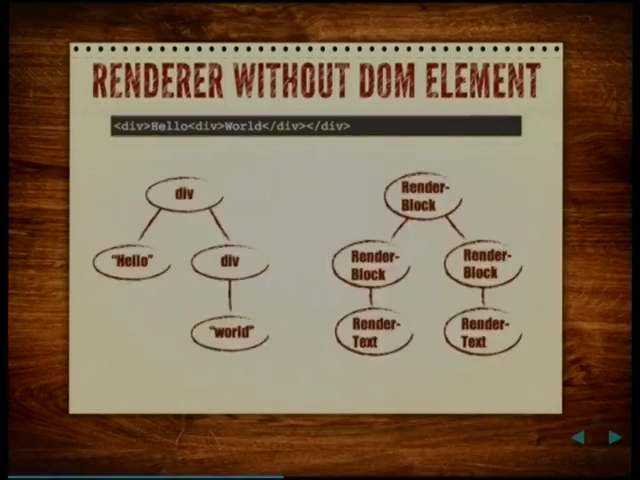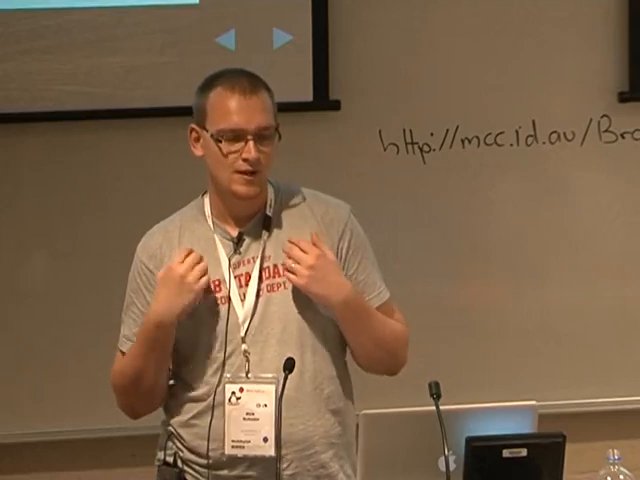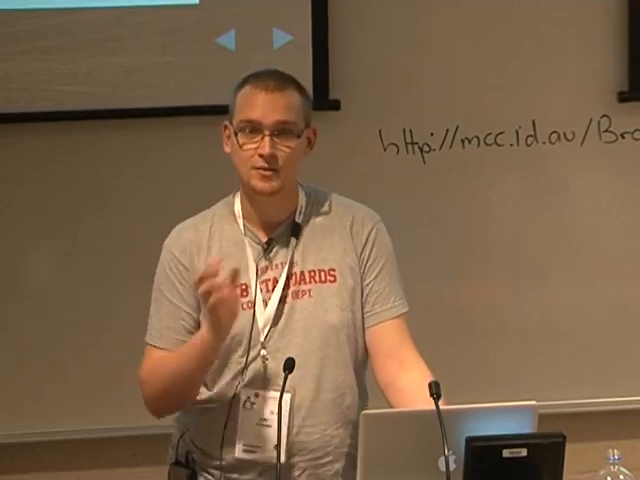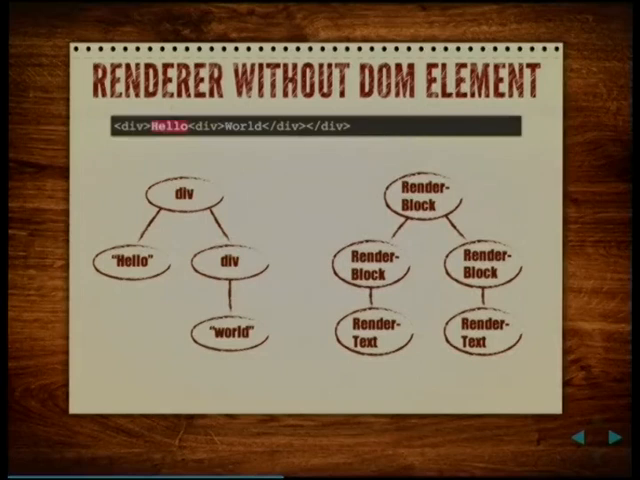But there's also the other way around. Not every renderer needs a DOM element. So this is not a one-to-one relation. A render object does not mean that there is a DOM element on the other side. This is one example. You have a div box here. This div box has an inline text, hello, and another div box with inline text, world.